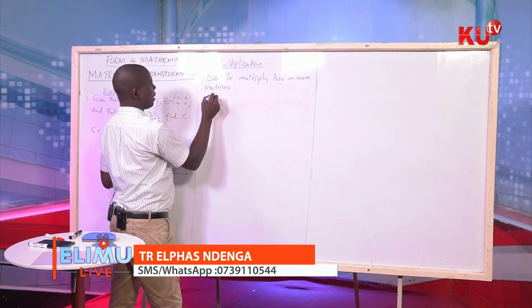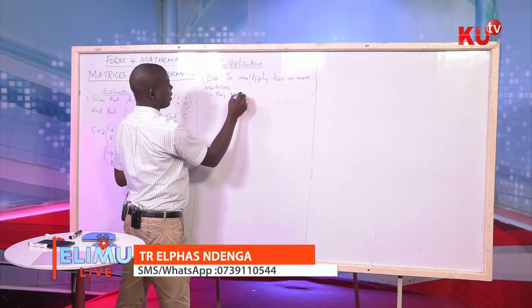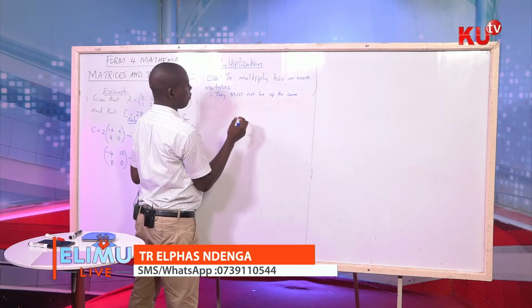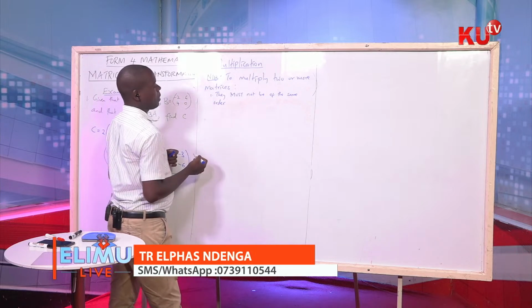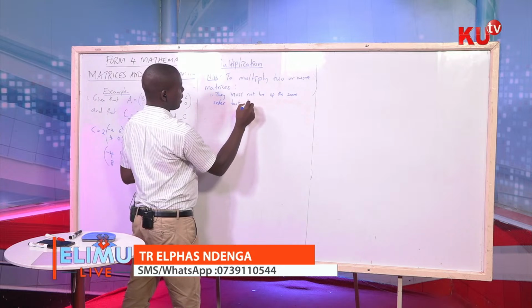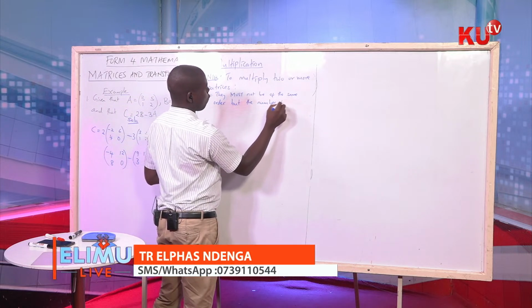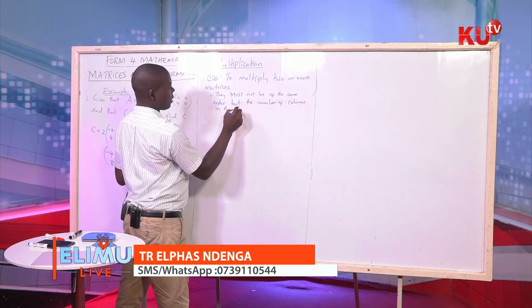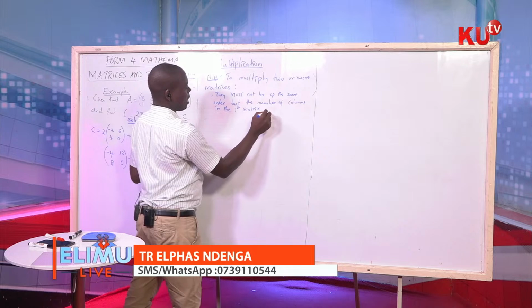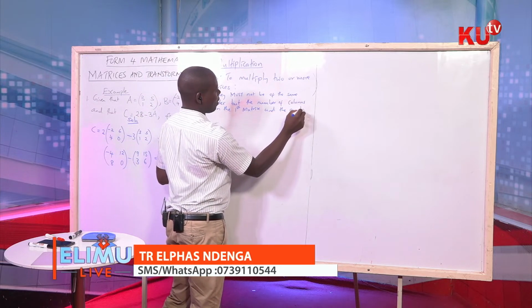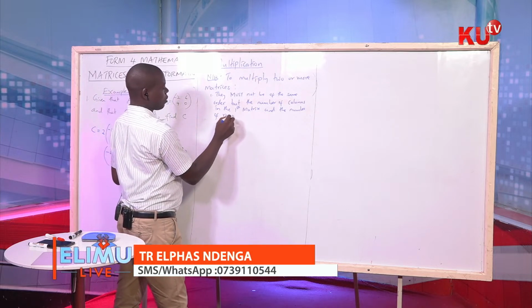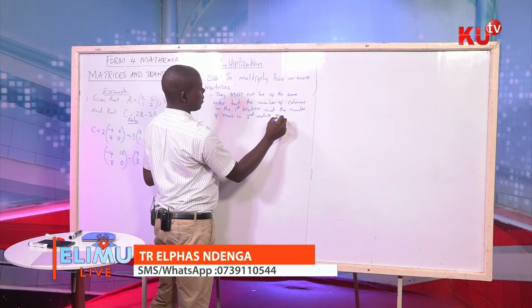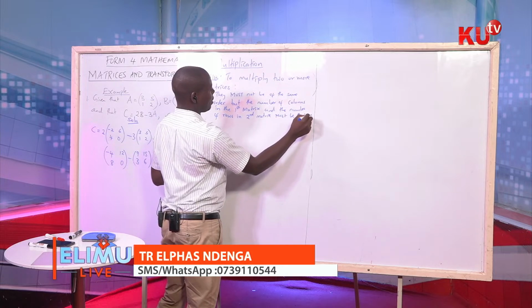Condition number one: they need not be of the same order, but the number of columns in the first matrix and the number of rows in the second matrix must be the same.